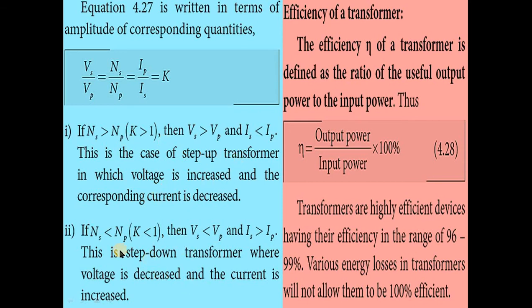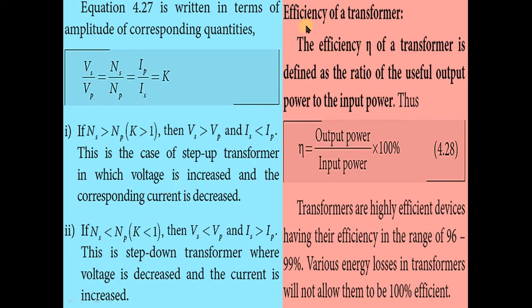Then, the second condition is, if the number of turns in the secondary coil is less than the number of turns in the primary coil, transformer ratio K is less than 1, then the voltage in the secondary coil is less than the voltage in the primary coil, and the current in the secondary coil is greater than the current in the primary coil. This is a step-down transformer, where voltage is decreased and the current is increased. These 2 points are very important for your 2-mark as well as the objective type question.